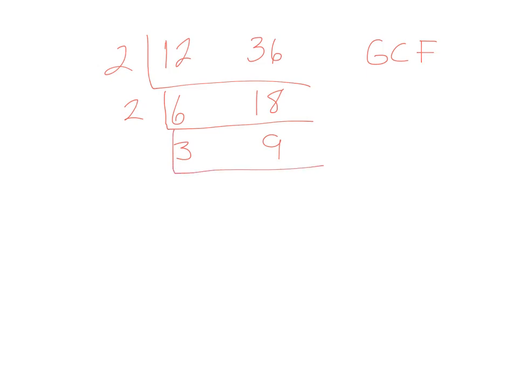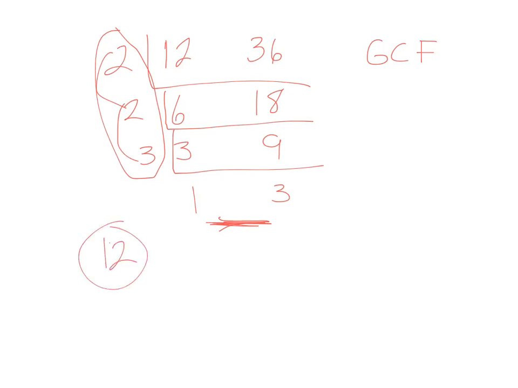Now what about 3 and 9? Is there something that goes into 3 and 9? Well, 3 goes into both of them. So then you would go 3 goes into 3 once, and 3 goes into 9 3 times. So now, when you finally get to a point where there's nothing shared between here, all you do is multiply these. 2 times 2 is 4. 4 times 3 is 12. The greatest common factor is 12. This is called the birthday cake method. Let's try another one.